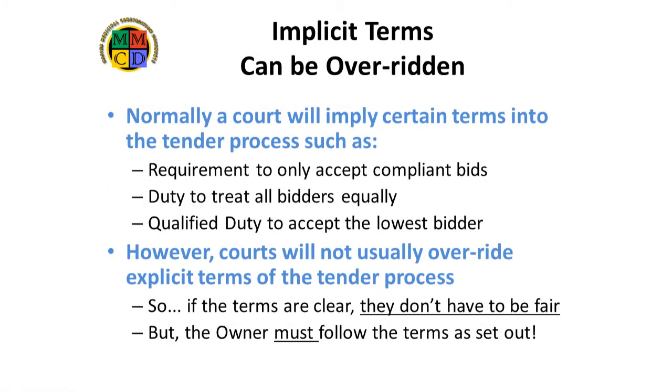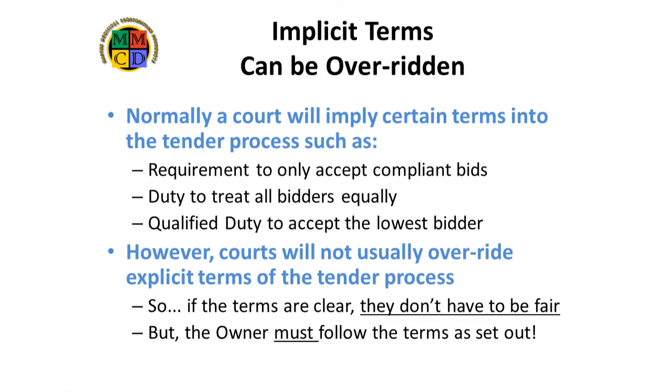Under the MMCD, those terms are formed primarily by the instructions to tenderers. In addition, there will be implied terms such as a requirement to only accept a compliant tender, the duty to treat all bidders fairly, a qualified expectation to accept the lowest bidder, and an expectation to protect the integrity of the tendering system. However, it turns out that all those implied terms can be overridden by explicit terms to the contrary in the tender documents.